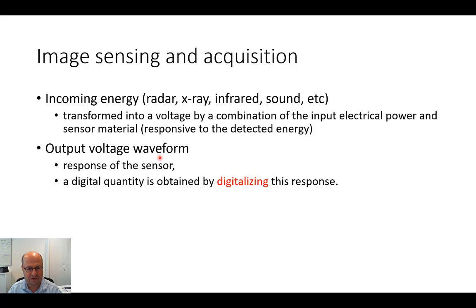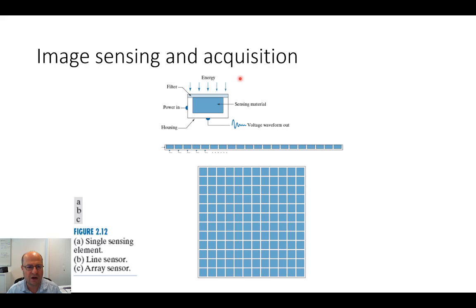The output is a voltage waveform. That's basically the response of the sensor. And the digital quantity, what we want to analyze, is a digital image. So from this waveform, this analogic information is transformed into digital quantity by a process that's called digitalizing this response. Before we get into the nuts and bolts of digitalizing, that's basically what we're talking about.